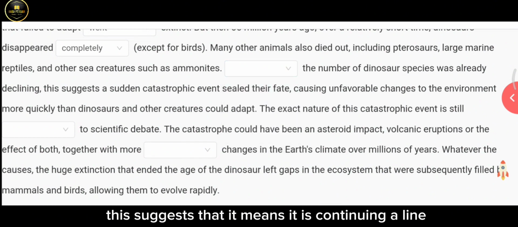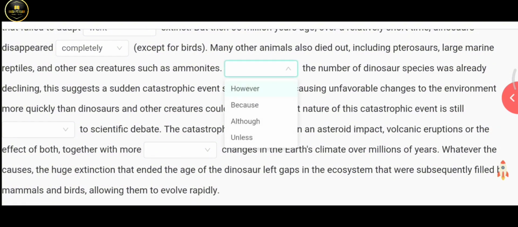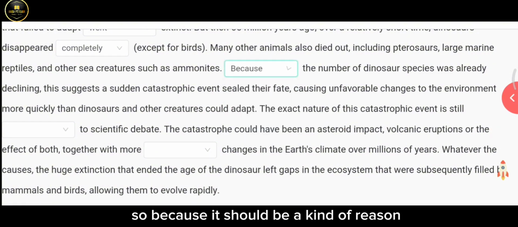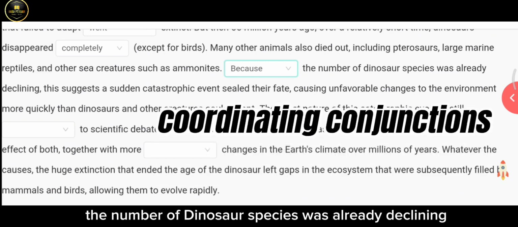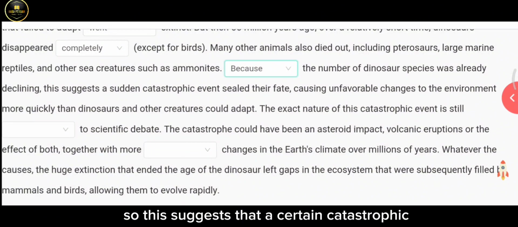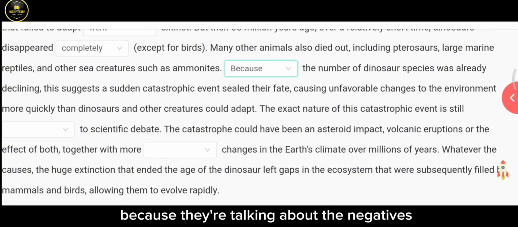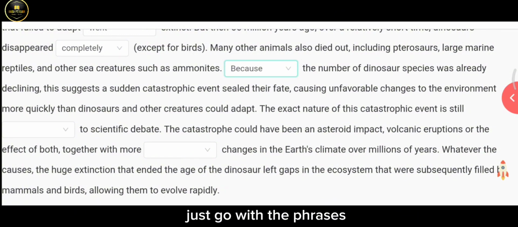It gives me the sense that this suggests it is continuing a line. So it should be a kind of reason, because they are giving, because the number of dinosaur species was already declining. So this suggests that a sudden catastrophic event, catastrophic is a negative word, so you can use that. You can also write that down. Sealed their fate, because they are talking about the negative sense. Sealed their fate, just go on with the phrases.